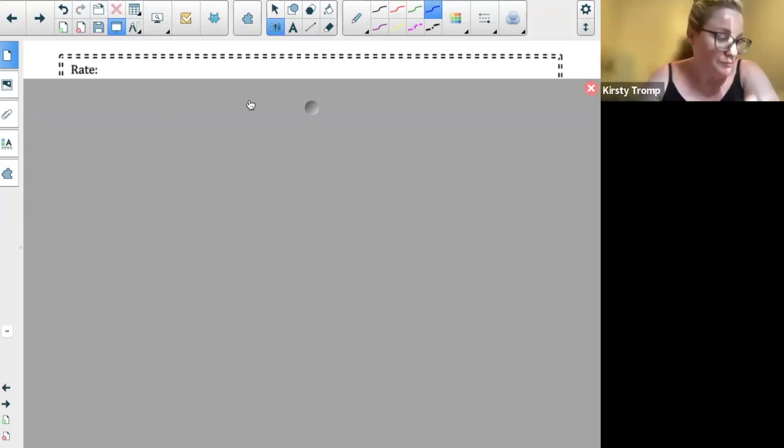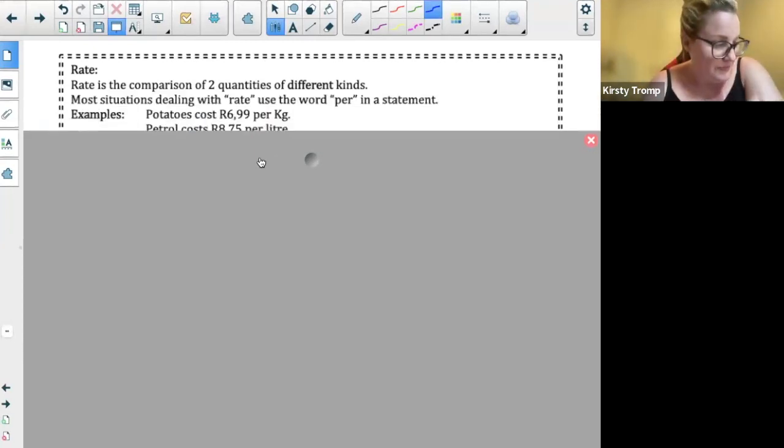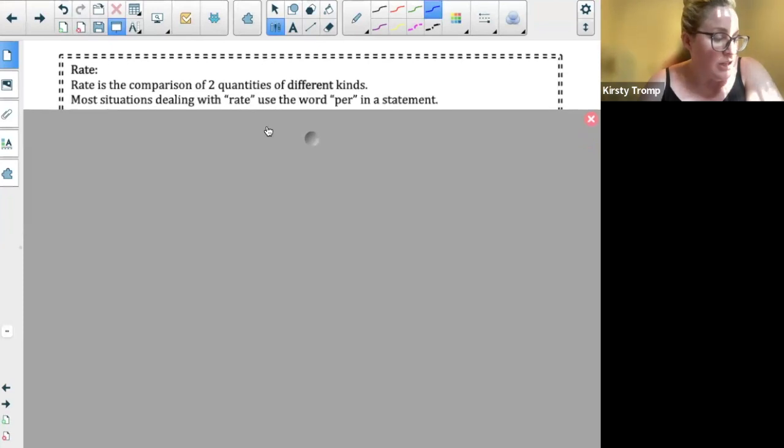So rate is the comparison of two quantities of different kinds. So when we're looking at rates, we're comparing two different kinds of things. Most situations dealing with rates use the word per in the statements. Okay, so we're always going to use the word per when we're looking for rates.